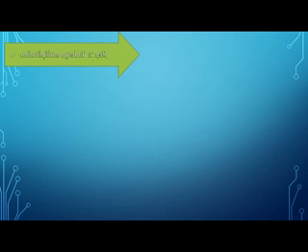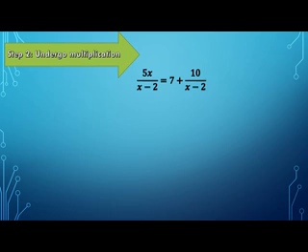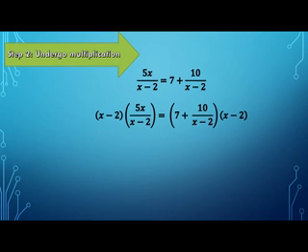So the second step is to undergo multiplication. We have to multiply both sides of the equation by its LCD, which is x minus 2. So it will become x minus 2, quantity 5x over x minus 2 is equal to 7 plus 10 over x minus 2, multiplied to x minus 2.